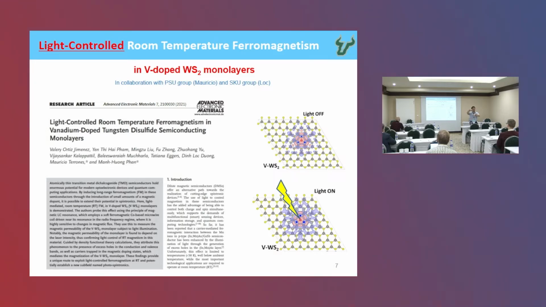Now, when you shine laser light on the 2D materials, you introduce electron-hole pairs, right? Because the electrons are trapped at the defect sites and at the impurity band, you eventually introduce holes into the system. So by increasing the hole concentration through the light, you enhance the magnetization. Therefore, in this work we show that by increasing the laser intensity, we are able to increase magnetization. For further information, I would refer you to this one.